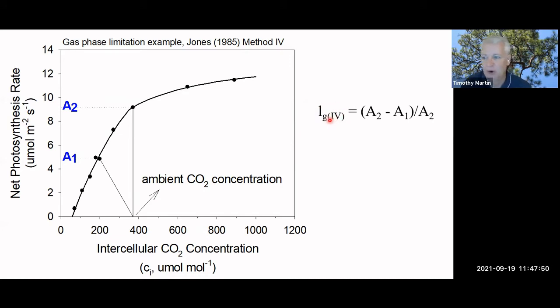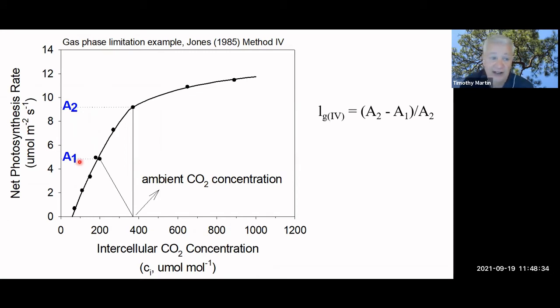This is method 4 from the Jones 1985 paper. So that gas phase limitation is basically A2 minus A1 divided by A2. So what you can see is that A2 is that maximum rate of net photosynthesis without gas phase limitations, minus A1, divided by A2. So this difference in net photosynthesis rate is the limitation due to gas phase limitation. So it's basically how much is net photosynthesis reduced due to that gas phase limitation.